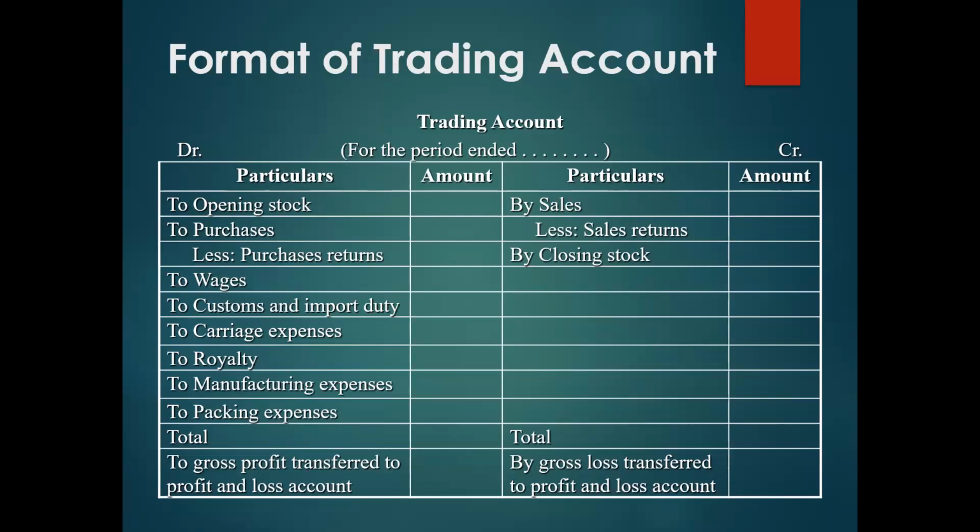If the vendor is taking the responsibility of the carriage cost, it is a transportation cost that we don't have to mention here. But if the company is taking the responsibility of the transportation cost of the raw materials, from the vendors to the production site or to the company site, then it has to be mentioned under carriage expenses. And the royalty.